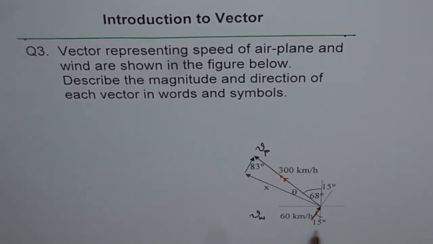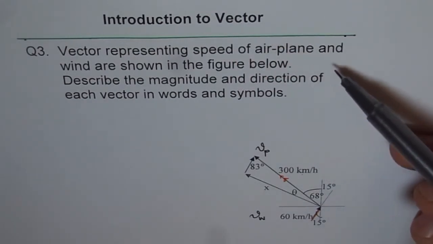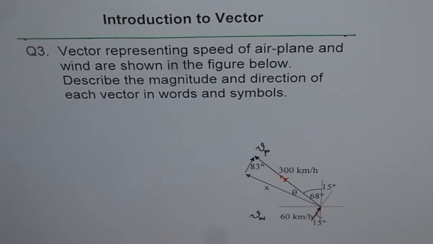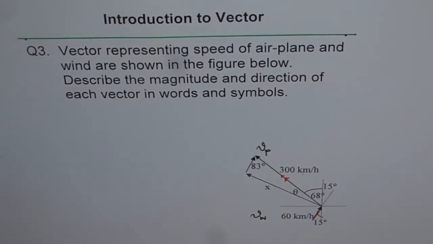So now let's read the question once again. Question 3 is: vectors representing velocity of airplane and wind are shown in the figure below. Describe the magnitude and direction of each vector in words and symbols. I would like you to define your vectors, which are already defined, and describe them in magnitude and direction. Do that and then look into my solution, or my suggested answers. First make an attempt at writing so that you get used to writing vectors in the proper way.